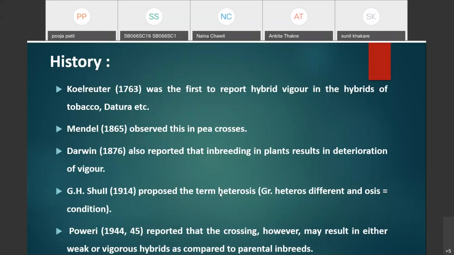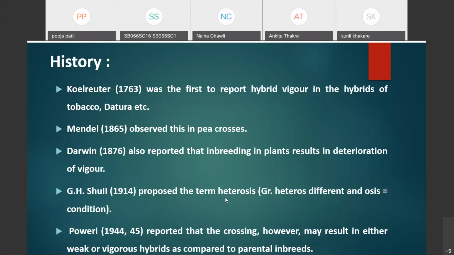It is a Greek term which is made up of two Greek words. Here you can see, hetero means different, and osis means condition. Here the hybrid which is produced is completely different from either parent, and that's why the terminology heterosis came into existence, or we can say it was first used by Dr. Shull in 1914.